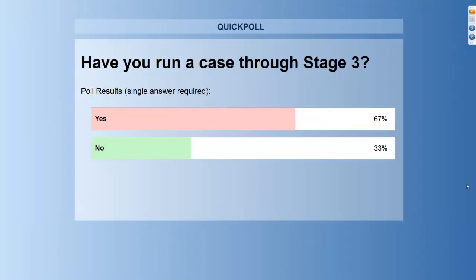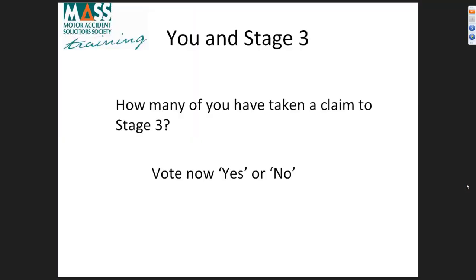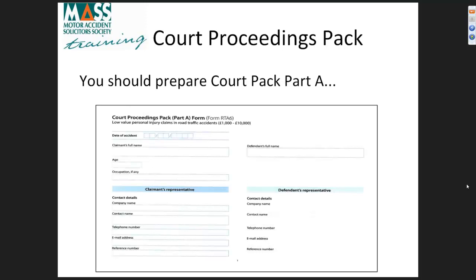So, the answer: 67% of you joining us today have taken a case to Stage 3, and 33% of you still have to run one. So first of all, thank you for voting. Hopefully you found that useful and interactive. And if you're in a boardroom looking at this with more than one of you, hopefully now one of you can sit back down.